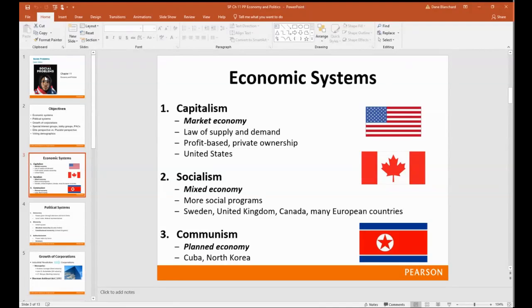If we're taking a look at the third type of economic system, it is going to be communism. This is going to have more of a planned type of economy. This is going to be where the manufacturing of goods and services and the distribution of those goods and services are going to be highly planned and highly controlled by the government. All the industries are heavily controlled. So the prices of goods and services, the control over the supply is going to be heavy-handed by the government. An example of that would be Cuba and also North Korea.